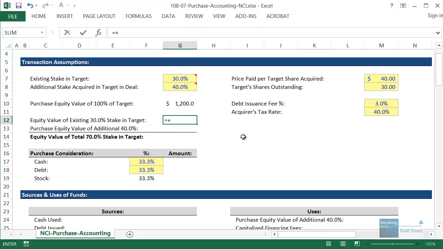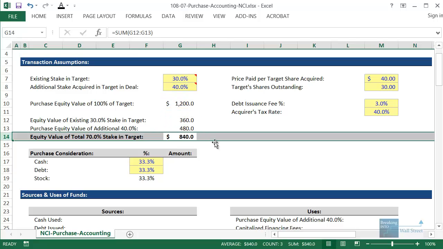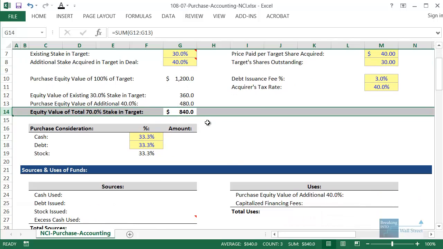So the value of the 30% stake is just equal to the existing stake that we own in the target times the value of 100% of the target. And then the value of the 40% stake that we acquire in this deal is just the 40% times the 1.2 billion here. And then at the end, we end up owning 840 million, which represents 70% of the seller's value. So we're going to end up using all these for different purposes in this analysis.